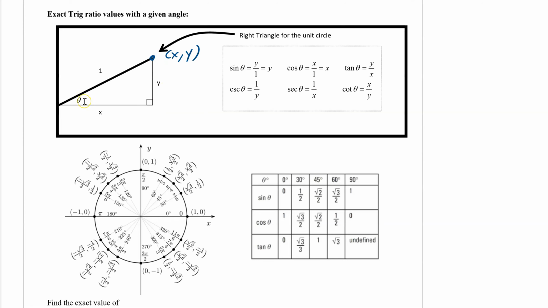So sine theta of our triangle would be y over 1, opposite over hypotenuse. Simplified would just be y. And cosine would be x over 1. Simplified would be x. So you can see our x is actually our cosine, and our y is our sine theta. So how that looks is like this.